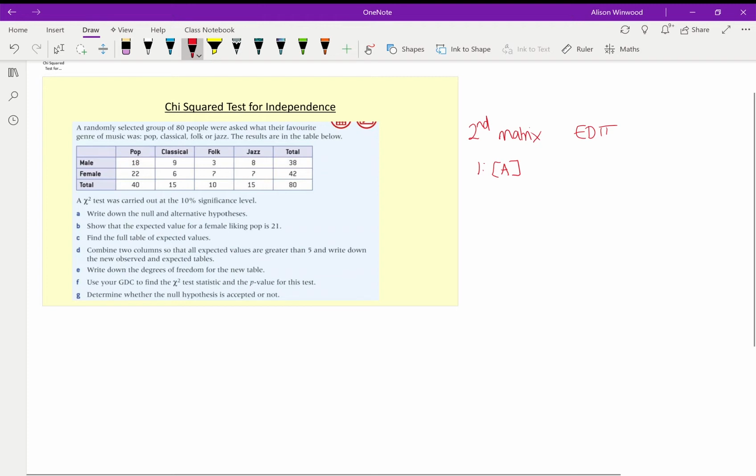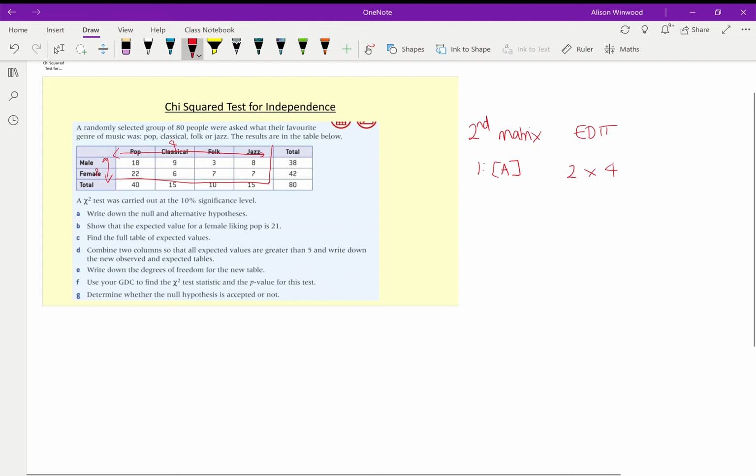Now the grid, excluding the totals columns, is a 2 by 4 grid. So that's the matrix we're going to make, 2 by 4. And then the appropriate size grid will appear and we can type in all the data. That's how to set it up.